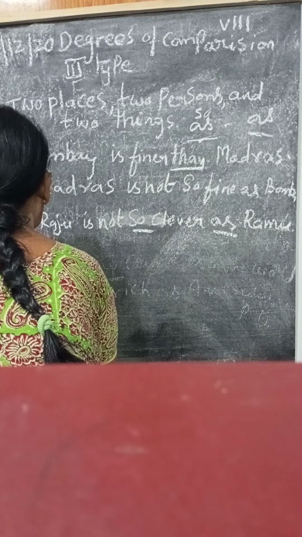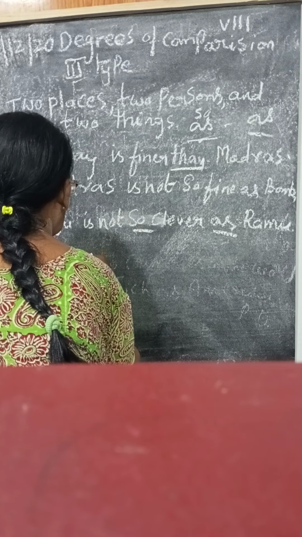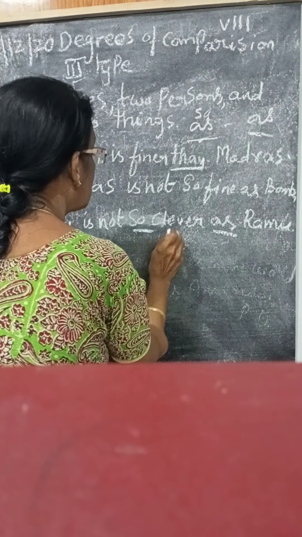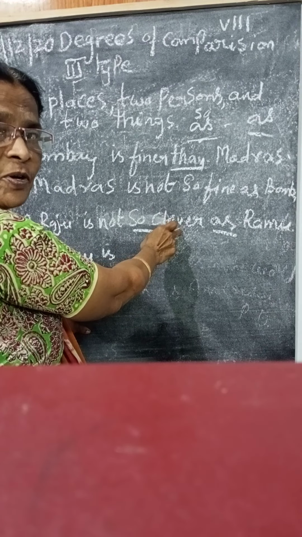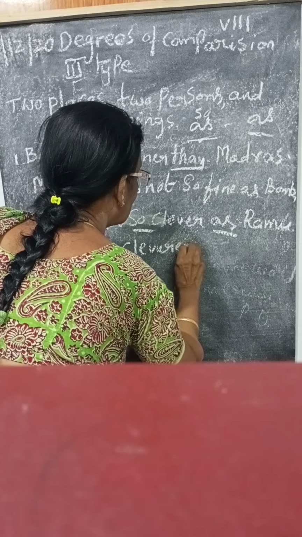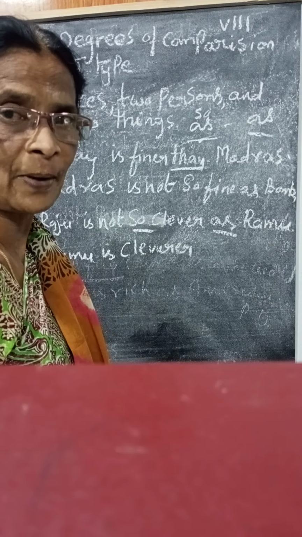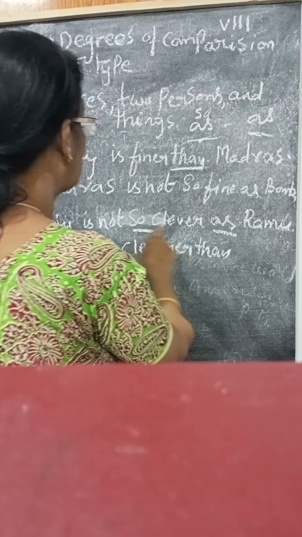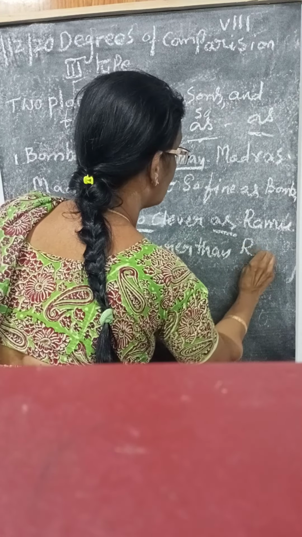Ramu is... We should not use the negative one. Ramu is... What is the comparative degree of clever? Cleverer. What is the common clue in the comparative degree? That. Ramu is cleverer than Raju.